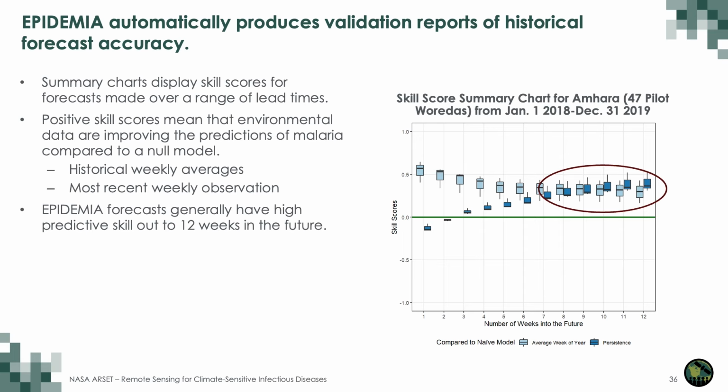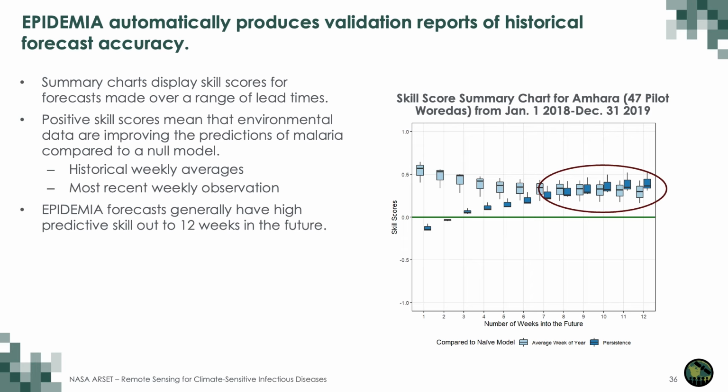This is an example of a chart produced by our validation reports. As I mentioned before, this is something that's important, and we built it into the system so that users can get automated assessments of how well the model is actually performing. We use skill scores. This is a common technique used to evaluate weather forecasts. So what we're doing here is comparing our prediction to a null model. We want to know: does our model actually do any better than just using, say, the historical weekly average, or using the number of malaria cases from the most recent week and predicting it for next week or out into the future?